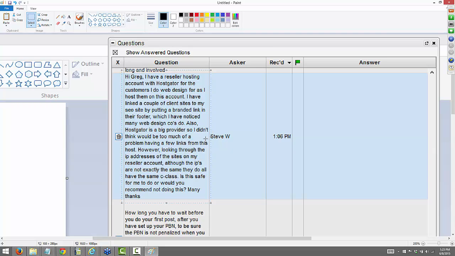Again, it's a tough question, Steve, because it depends on how many links you already have going to your site, probably. I would say it is probably a little risky, Steve. But again, it depends on what's already going to your site. Now, if they weren't that close, if they didn't all have the same C class, then a lot of people do that and it works very well. When they have clients, they'll put a link in the footer, and that worked great. But what you're talking about, because it's all in the same reseller hosting account, that may be a little risky, I would say. So I would definitely be careful with that.